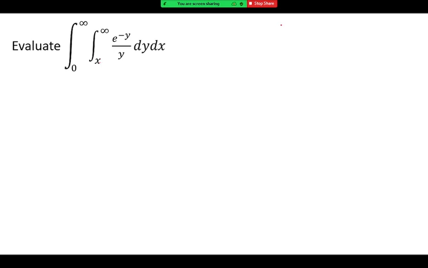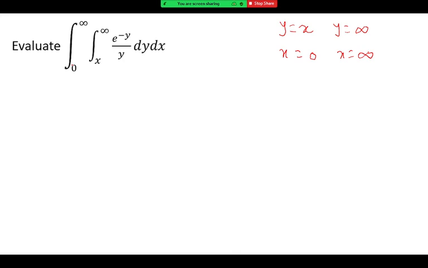Y is equal to x. Correct, y is equal to x. Very good. So this is the important thing that you should know, because these are the limits of y. So this is y equal to x to y equal to infinity. Then x equal to 0 to x equal to infinity. So step number 1, whenever we have to change the order of integration, step number 1 is always to write the boundary equations. I have written y equal to x, y equal to infinity, x equal to 0 and x equal to infinity here.